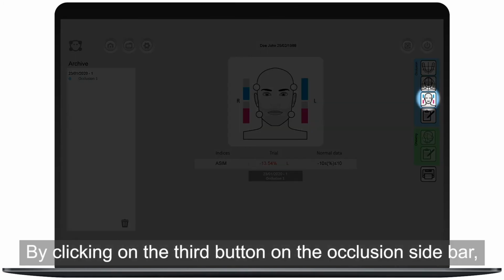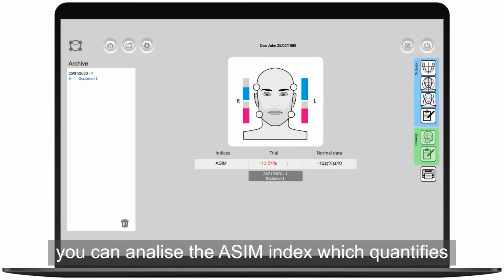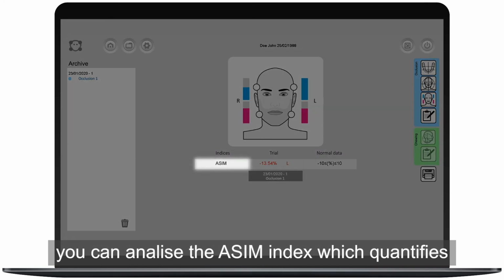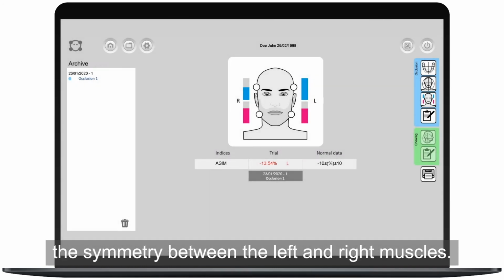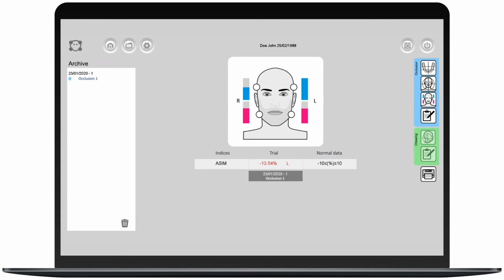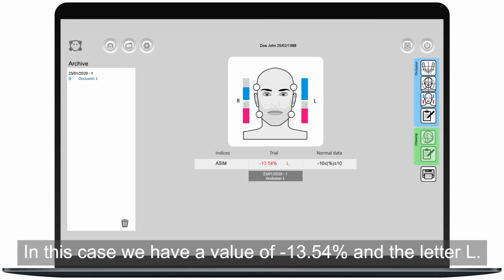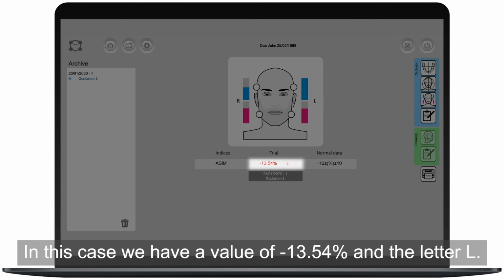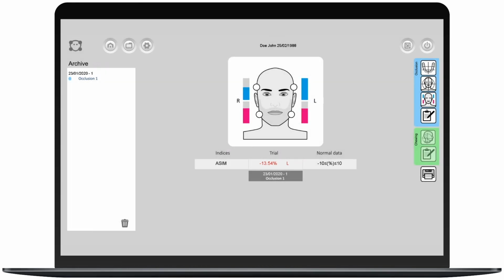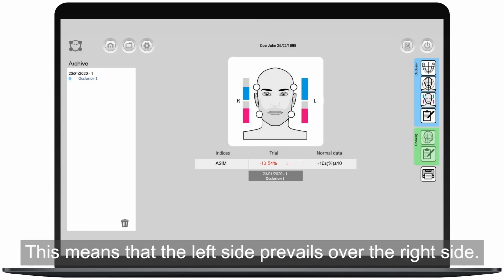By clicking on the third button on the occlusion sidebar, you can analyse the Asim Index, which quantifies the symmetry between the left and right muscles. In this case, we have a value of -13.54% and the letter L. This means that the left side prevails over the right side.